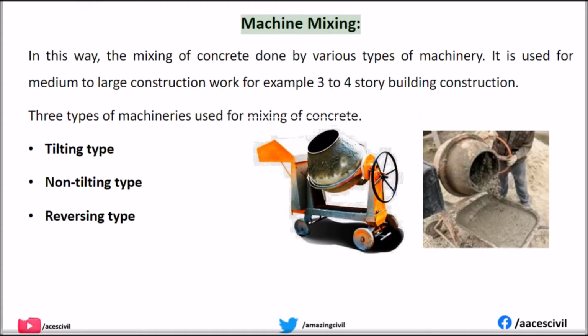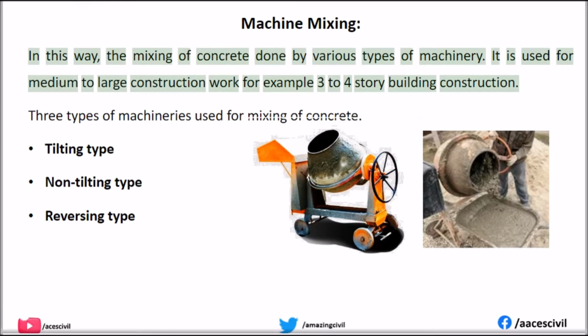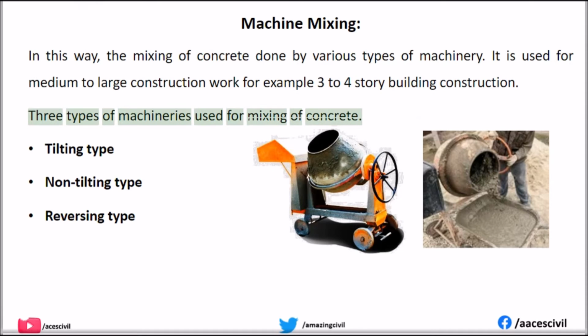Machine mixing. In this way, the mixing of concrete is done by various types of machinery. It is used for medium to large construction work, for example 3-4 story building construction. Three types of machineries are used for mixing of concrete: tilting type, non-tilting type, reversing type.